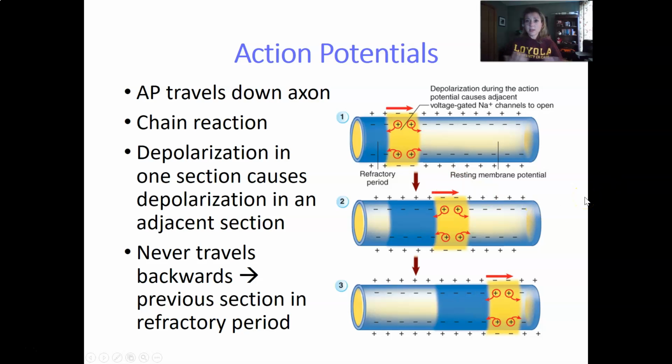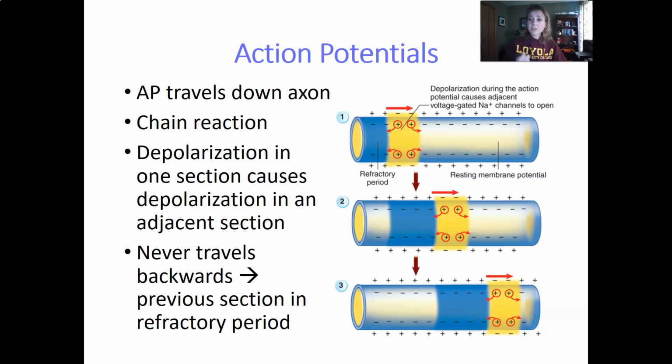So how does this occur down an axon? Well, it's kind of like a domino effect or a chain reaction, right? If you set up a bunch of dominoes all in a row and then you just flick the first one that you put down, they all fall down in succession. That is what's happening down the membrane of an axon. So if we take a look at picture number 1, over on the right-hand side of your slide, depolarization during the action potential will cause more adjacent voltage-gated sodium channels to open. So once this area that's highlighted in yellow depolarizes, the influx of sodium is going to cause adjacent sections, as in picture number 2, to depolarize. And then as more sodium flows in, that's going to cause another adjacent section. So it's just kind of in chunks, like a chain reaction. That's how it's going to occur.